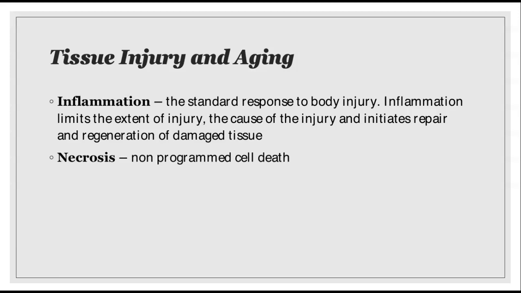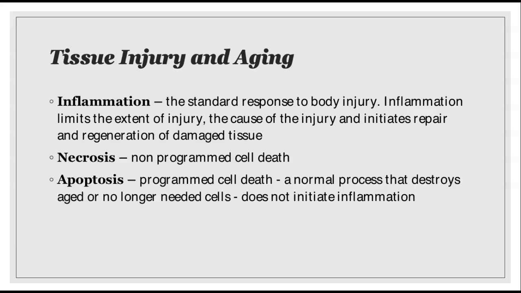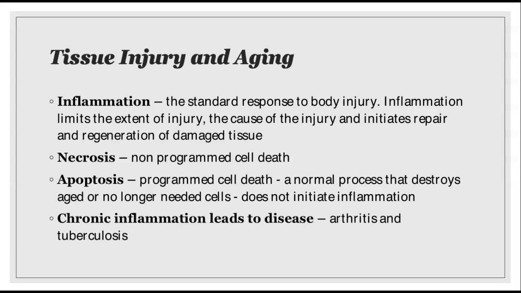So there's two types of cell death. Necrosis, which is non-programmed cell death, basically anytime a cell dies when it wasn't supposed to, or apoptosis, which is the exact opposite of that. When a cell is no longer needed or is too old, it is programmed to die, and that is called apoptosis. Chronic inflammation is actually a really bad thing. It actually leads to disease. Some examples of that are arthritis and tuberculosis.